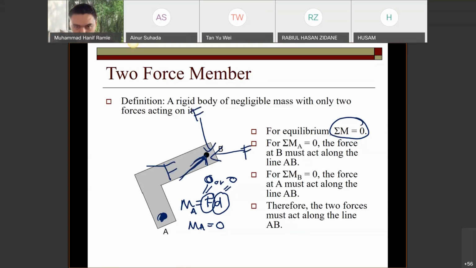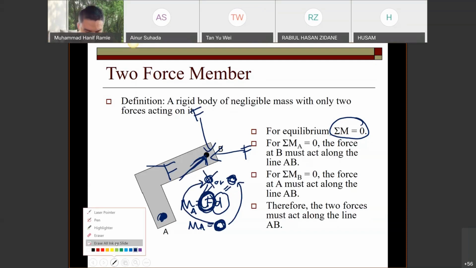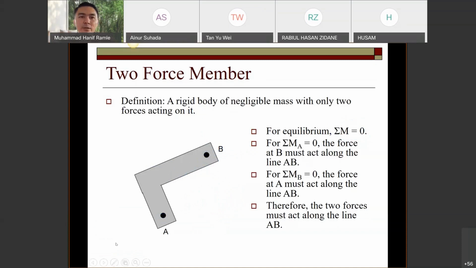And to make sure that we have moment equal to zero, either the force or the distance must be equal to zero. In this case, the magnitude of F is there, meaning that it will not be equal to zero. So the thing that must be equal to zero is D, the perpendicular distance.